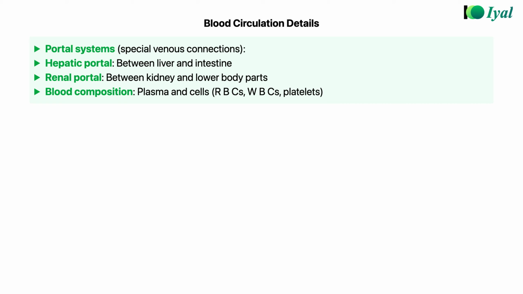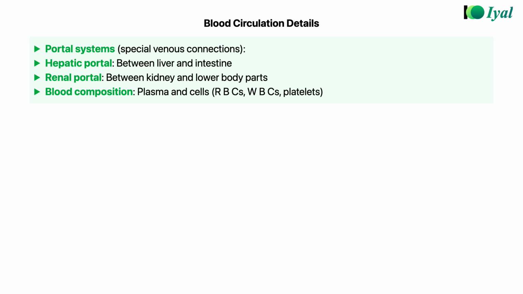These are special venous connections. The hepatic portal system connects the liver and intestine, while the renal portal system links the kidney and lower parts of the body. These portal systems allow for efficient processing of nutrients and wastes.